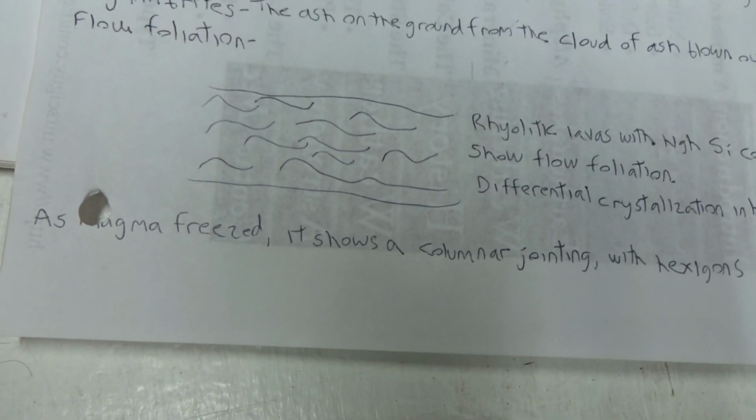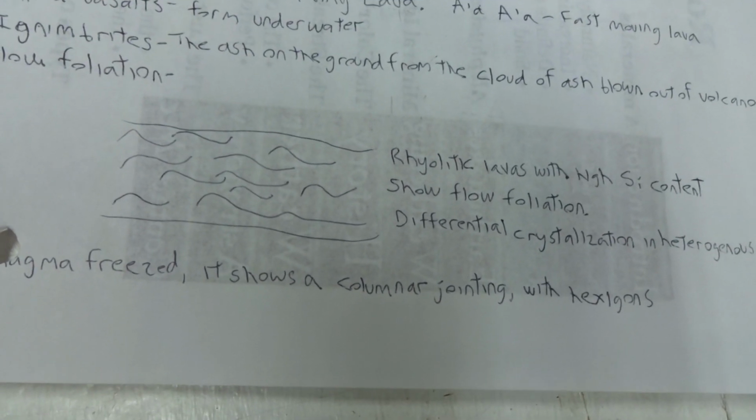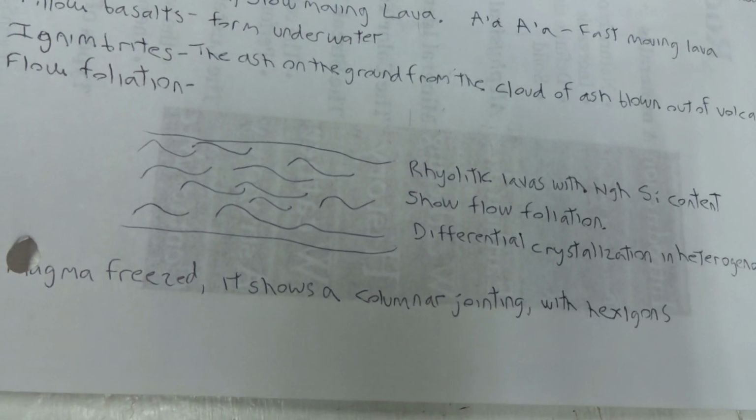Differential crystallization in heterogeneous media. As the magma freezes, it shows a columnar jointing with hexagons. You can see this in road cuts.